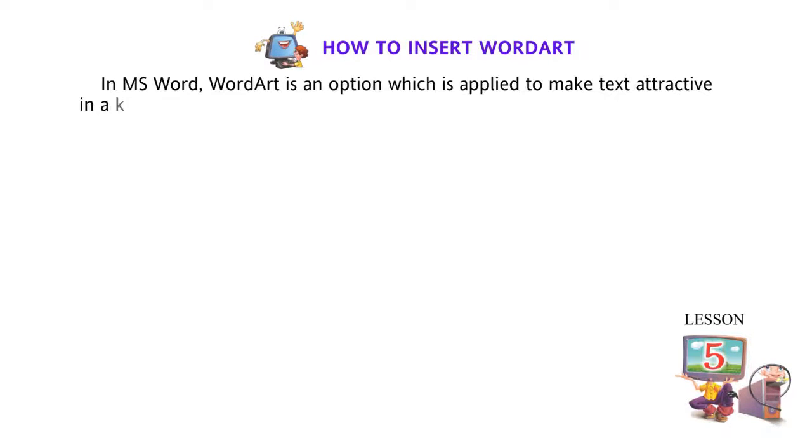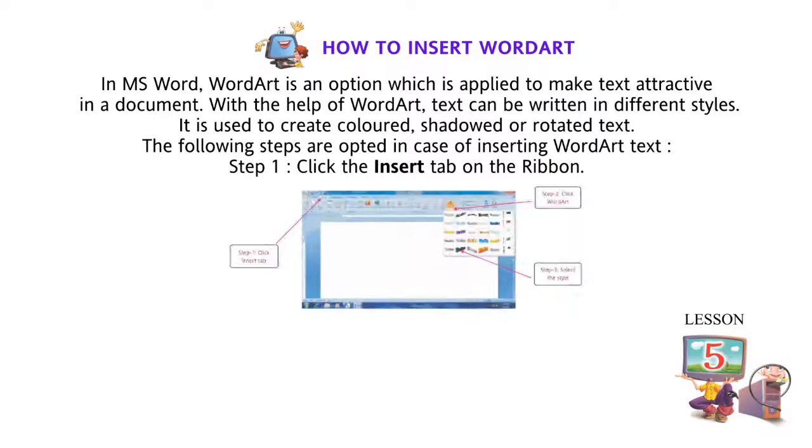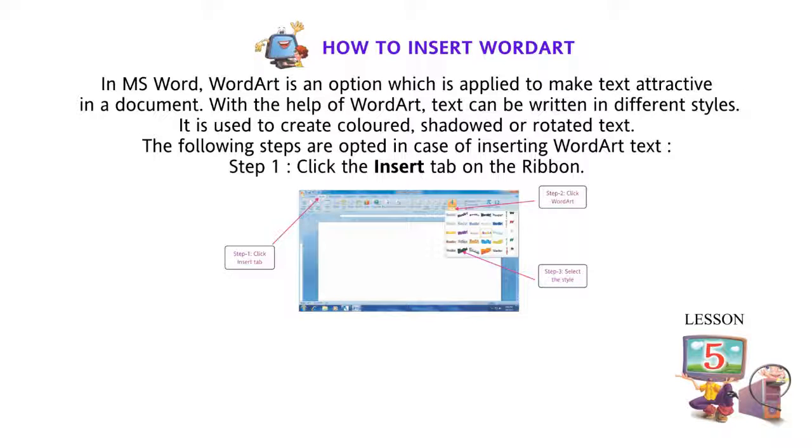How to insert word art. In MS Word, word art is an option which is applied to make text attractive in a document. With the help of word art, text can be written in different styles. It is used to create colored, shadowed, or rotated text. The following steps are opted in case of inserting word art text.